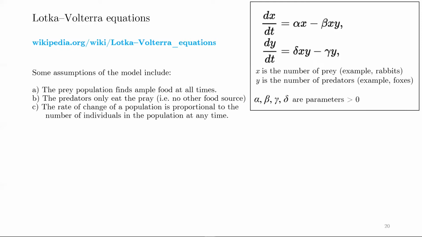We are going to say, as our equations describe, that the rate of change of a population is proportional to the number of individuals in the population at any time, and we also have to assume that the predators are always hungry. So just because a fox has eaten just an hour ago doesn't mean it's going to ignore a juicy rabbit hopping across the field. It's going to go get it.